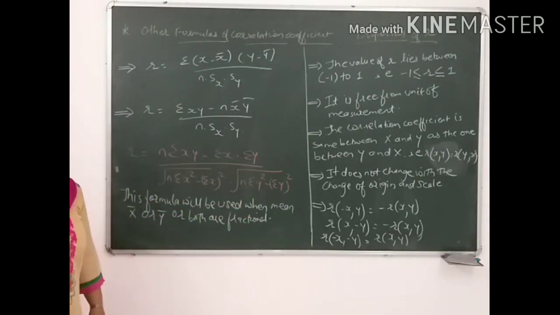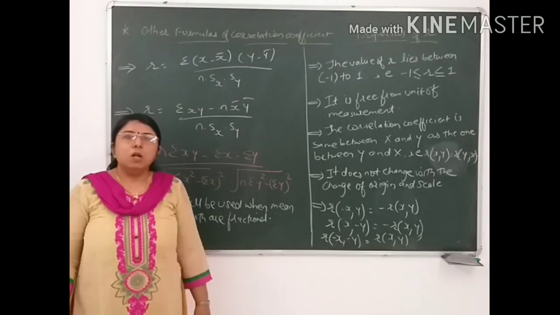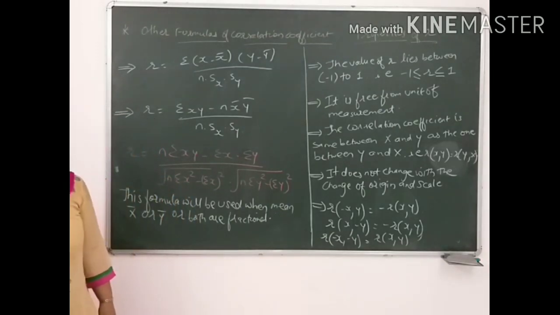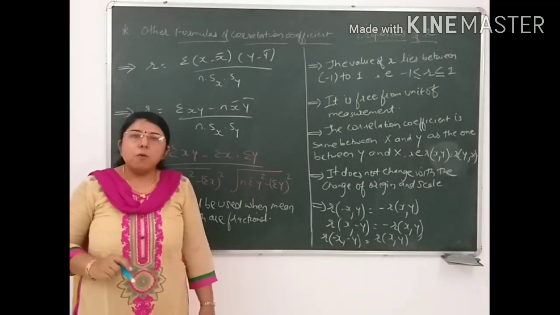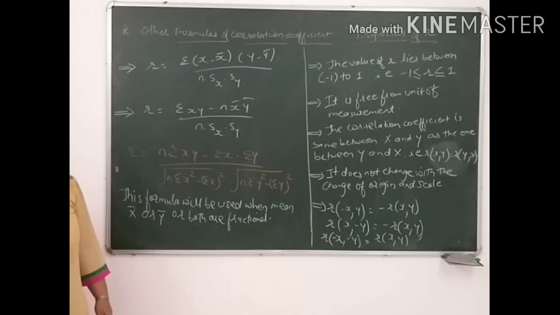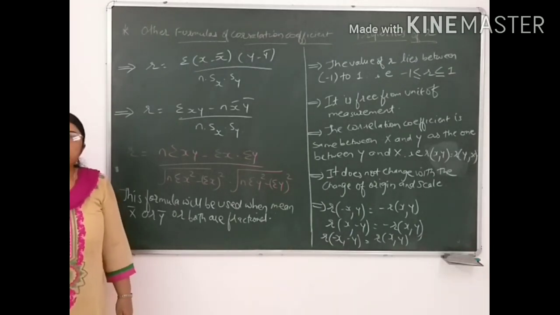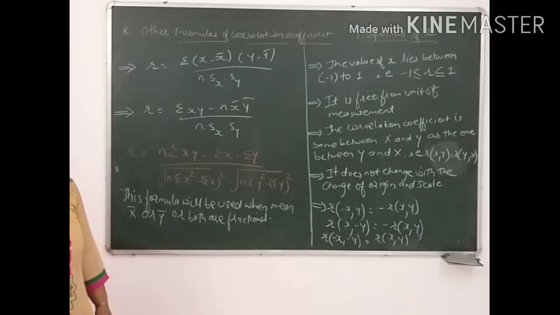So the two important formulas that we have studied till now: when the value of x bar and y bar is an integer, then we have to apply the formula, that is sigma (x minus x bar)(y minus y bar) upon under root of sigma (x minus x bar) whole square into under root of sigma (y minus y bar) whole square.